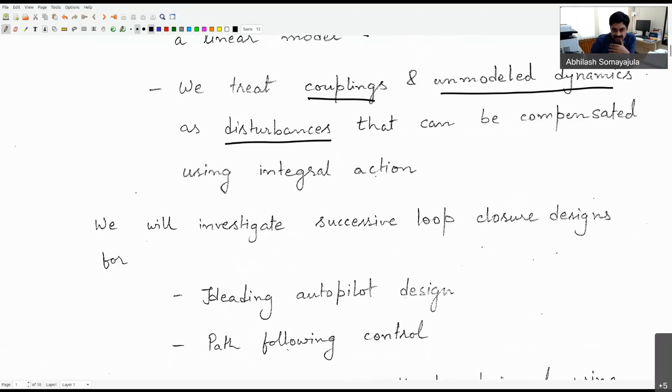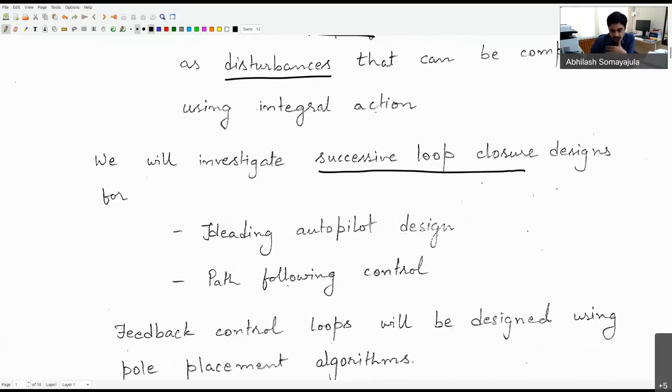So we'll look first, as I said, at successive loop closure designs, and we'll particularly focus on two problems. One is the heading autopilot design and the other is path following control. Probably we'll be covering both of these to a certain extent today, but we may not be able to complete the path following. We'll try to pick it up in the next class, which will be on Wednesday.